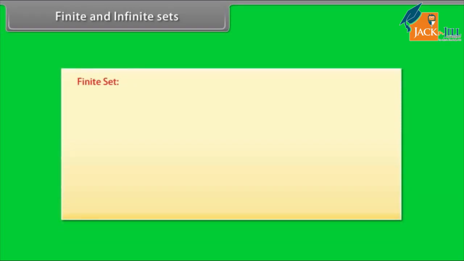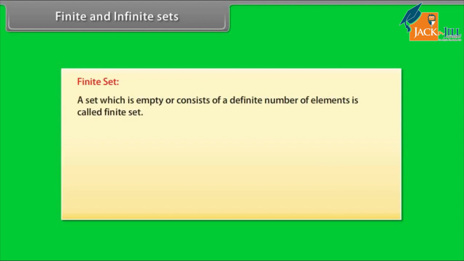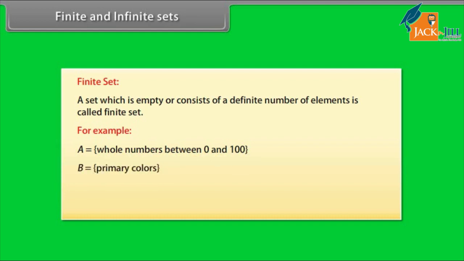Finite and infinite sets. Finite set. A set which is empty or consists of a definite number of elements is called finite set. For example, A is equal to whole numbers between 0 and 100, B is equal to primary colors, C is equal to prime numbers less than 12 are the finite sets.